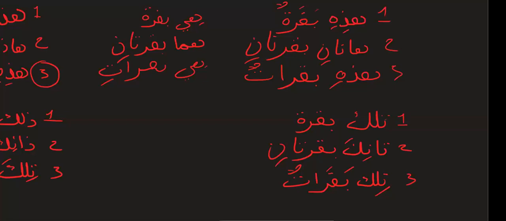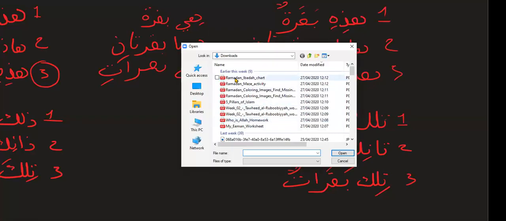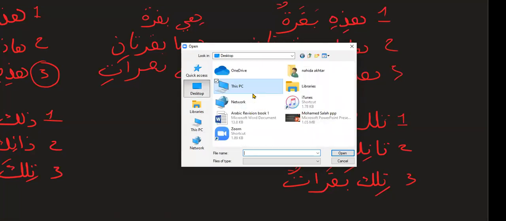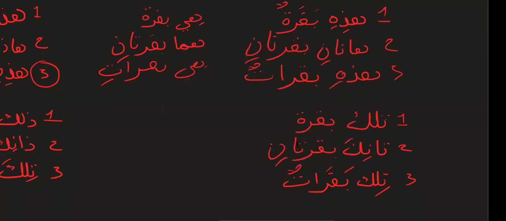Okay, I'm going to send everybody a file before you go, which is like a short test. I'd like you to do it, and then we'll go through it next lesson. I've just sent everybody the file. It should say Arabic Revision, Book 1.